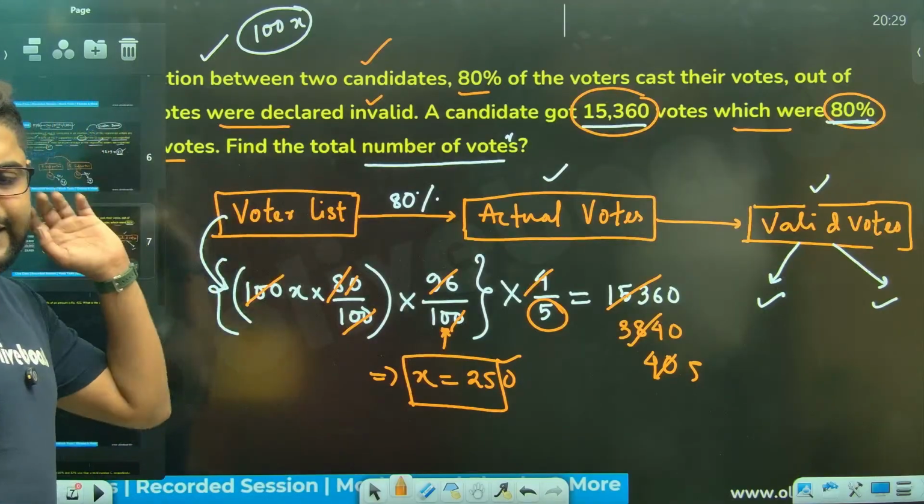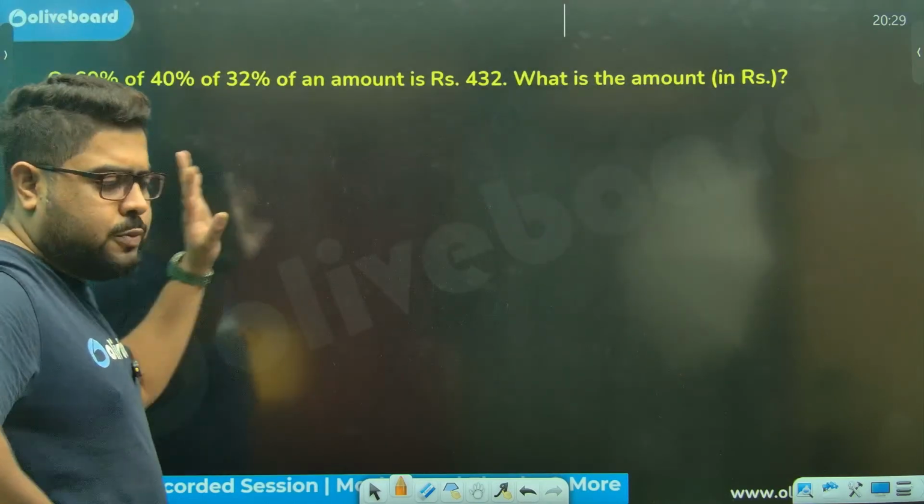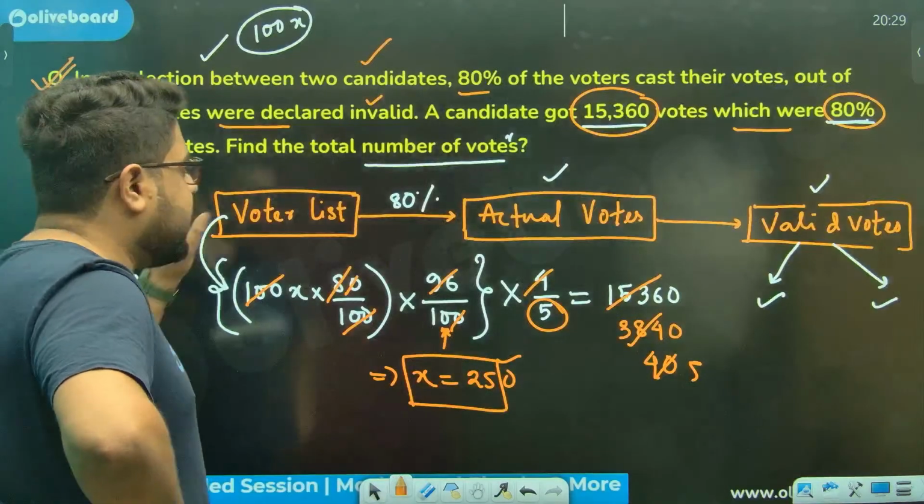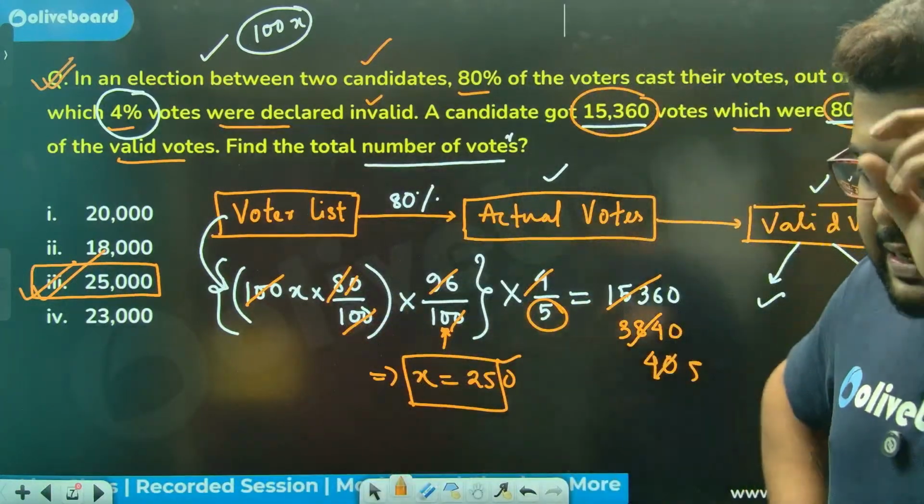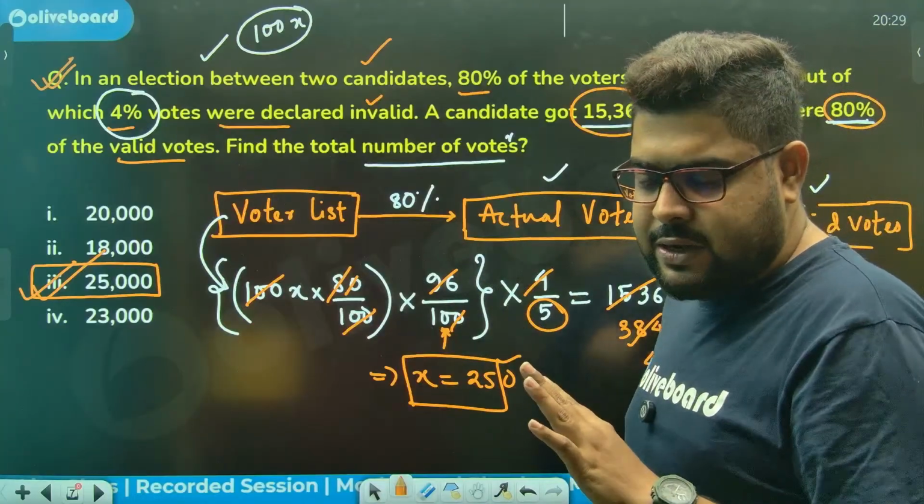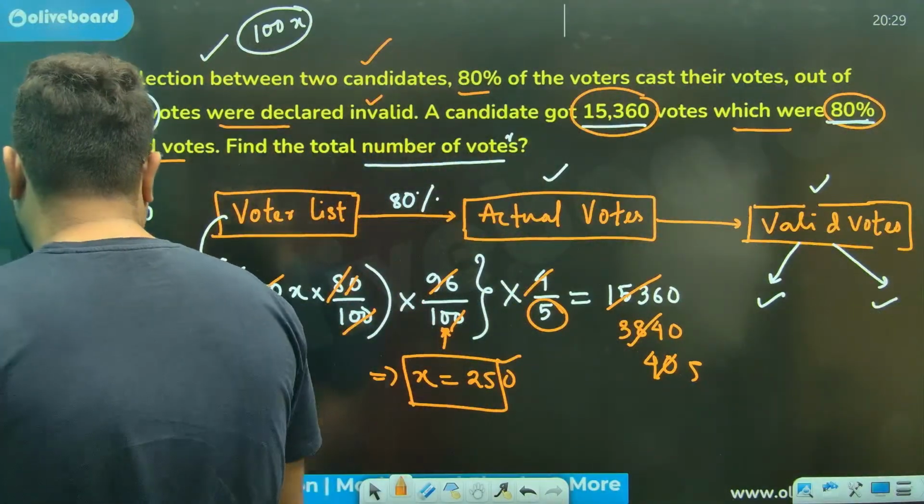Between 22 and 25. Now, easier questions. I hope that is clear. The voting based couple of questions we did, I hope that is 100% clear, sir. Nobody has any doubts there.